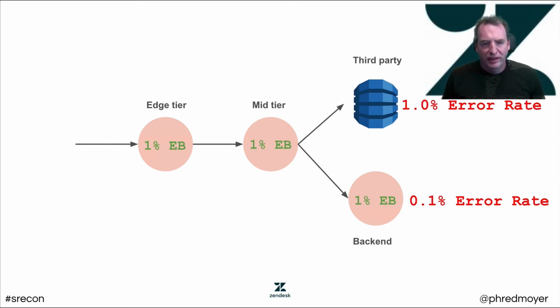So we have an error budget of 1% for our in-house services, and the third-party service has consistently been experiencing a 1% error rate. Our in-house backend service only has a 0.1% error rate. Now the third-party service exhausts the error budget of the mid-tier service, which exhausts the edge tier service error budget. And the burning question now is, which service is responsible for working on improving reliability and decreasing risk.